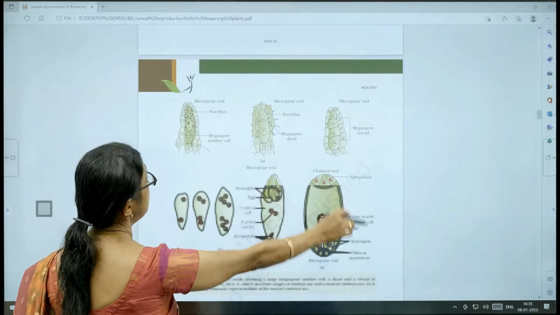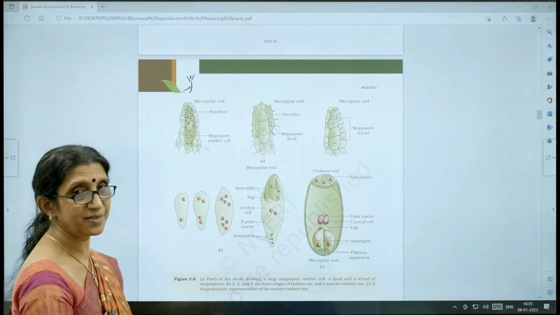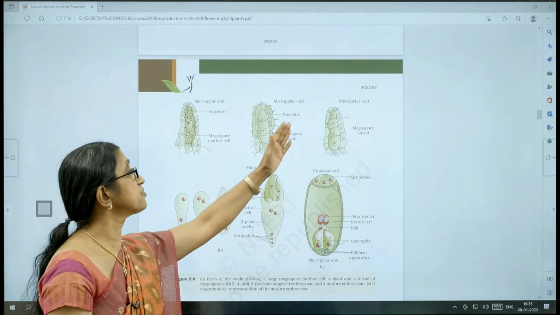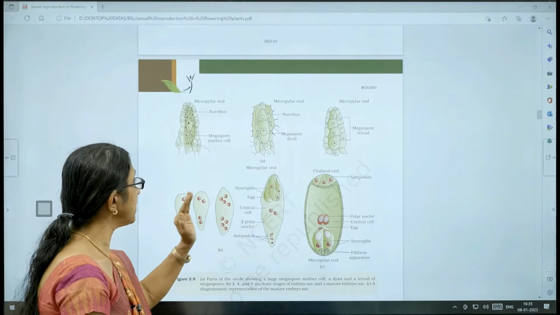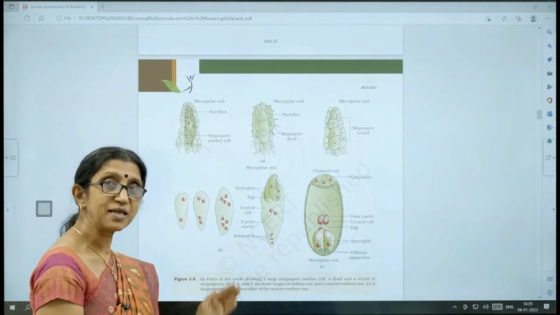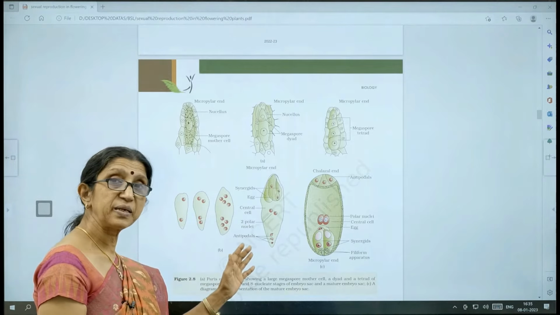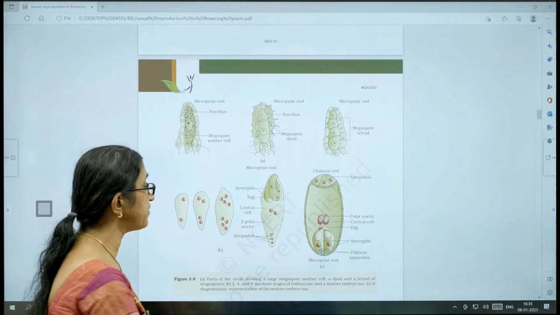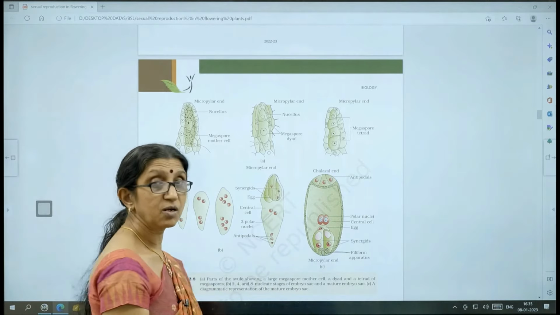The process of megasporogenesis: the megaspore mother cell, it is 2N, undergoes meiosis. There is formation of 4 megaspores. Only one remains functional, that is the chalazal one, undergoes 3 repeated mitoses, and finally there is formation of a 7-celled and 8-nucleate structure called embryo sac.